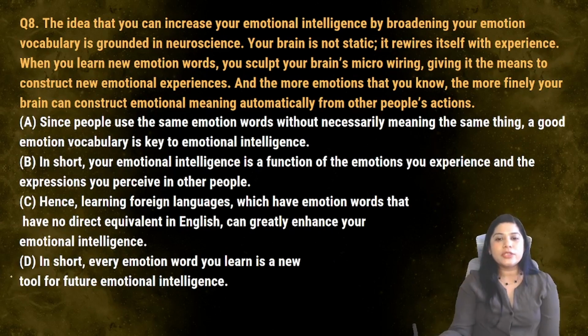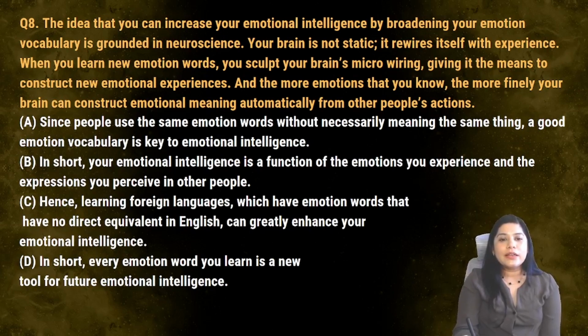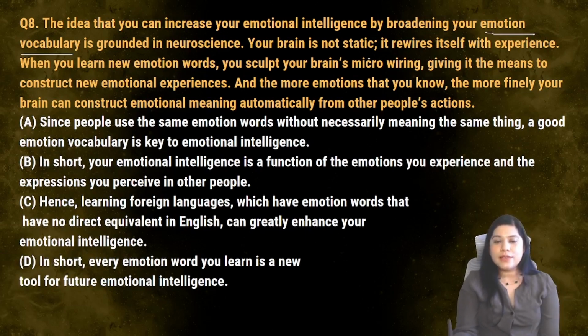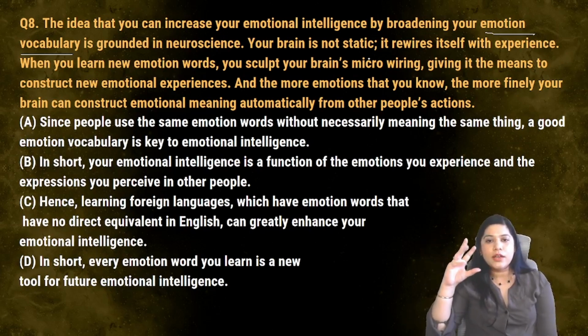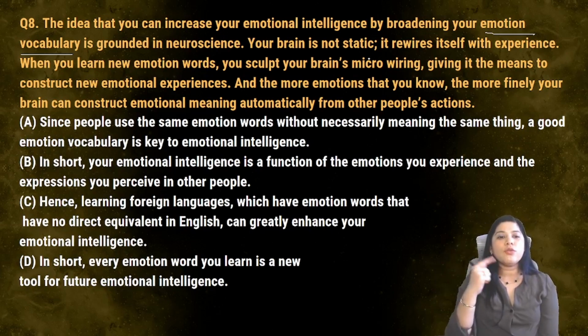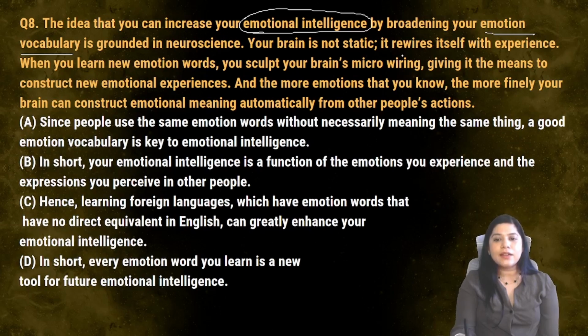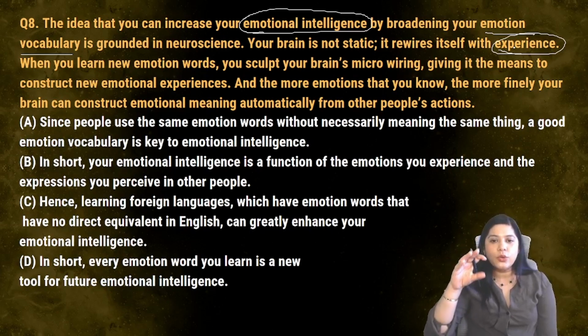You must read it. Question number 8. The idea that you can increase your emotional intelligence by broadening your emotion vocabulary is grounded in neuroscience. As in, if you know more emotion-related words than just sad and happy, maybe you can say, I'm peaceful right now. I'm not very happy, I'm not sad, I'm peaceful, which is a better emotion than happiness or sadness. So if your emotional vocabulary is improving and you know what all types of emotions there are, through that you can improve your emotional intelligence. Your brain is not static, it rewires itself with experience. So every time I learn something new, I see something new, your brain rewires.